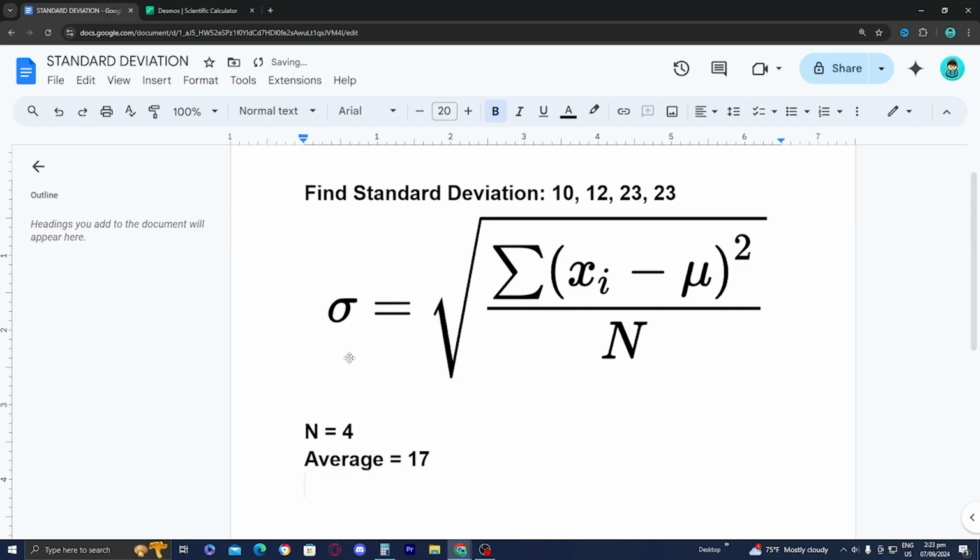Okay. Now, the next thing we need to do is basically take each individual number, subtract it by the average, and then square the result of that. And we need to do that process for every single number in our set. So let's go ahead and get started with 10.